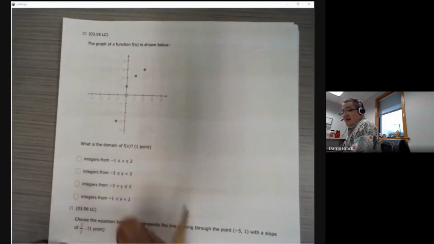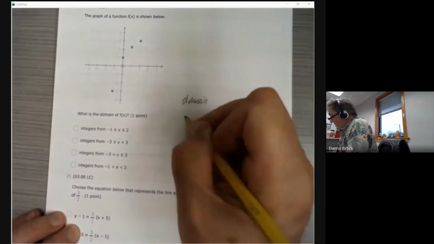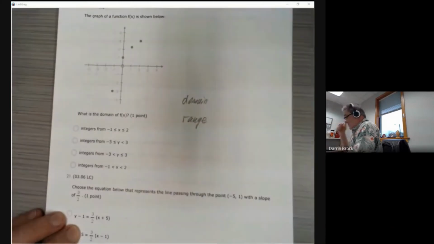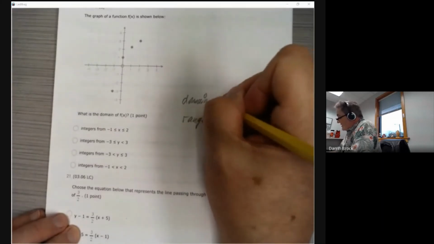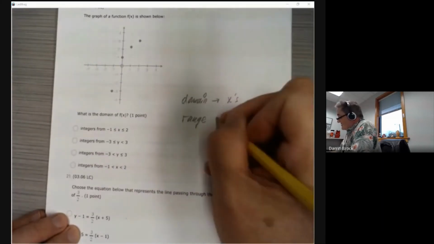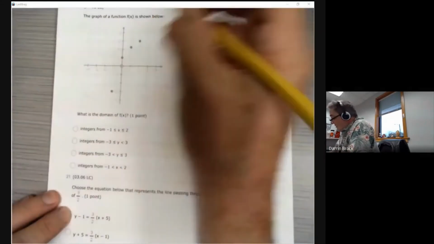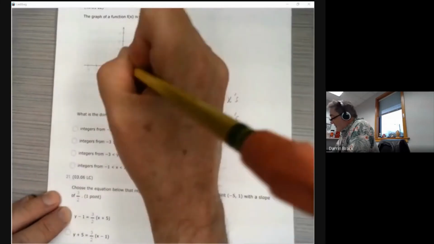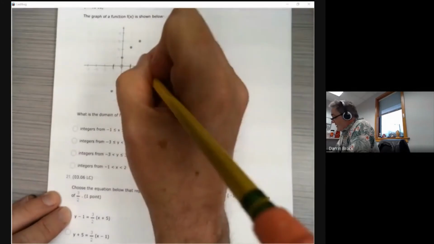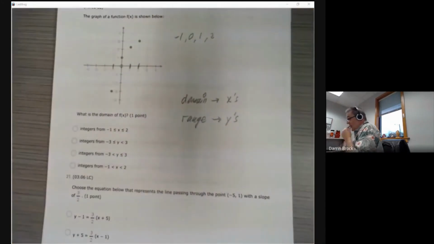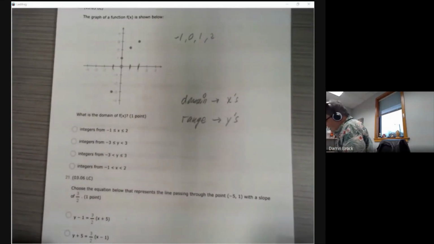What is the domain of f of x? We have domain and range as the two terms we use. Again, notes for your test, guys. Domain is all the x's. Range is all the y's. So what are the x's? We have an x of negative 1 right here. We have an x of 0. We have an x of 1. And we have an x of 2.